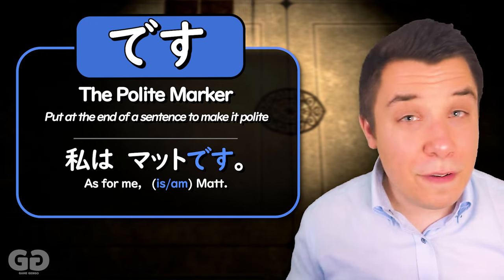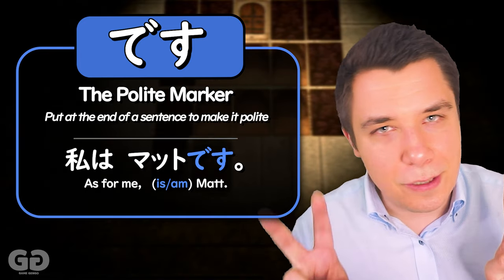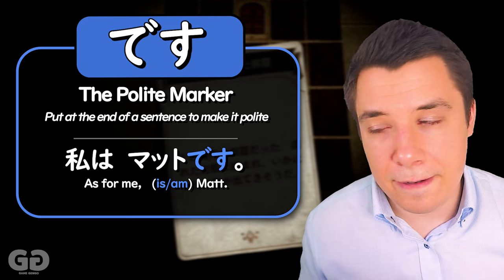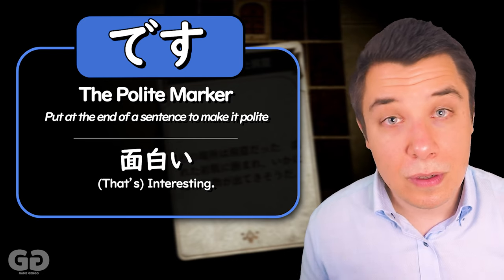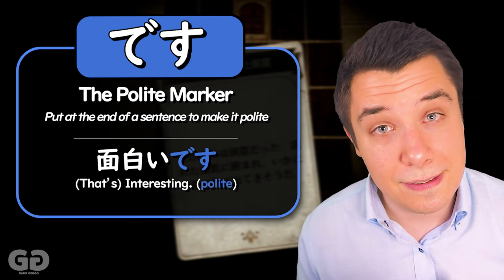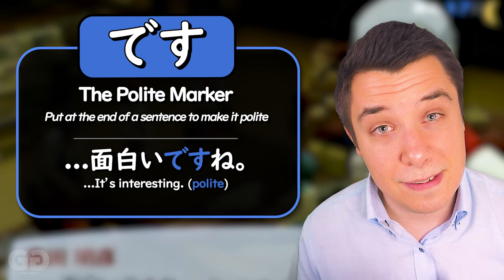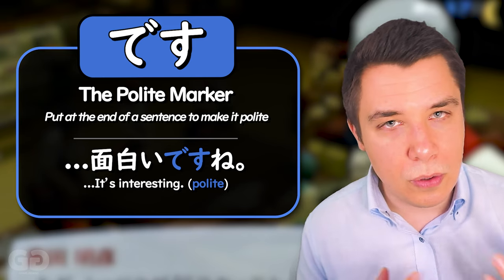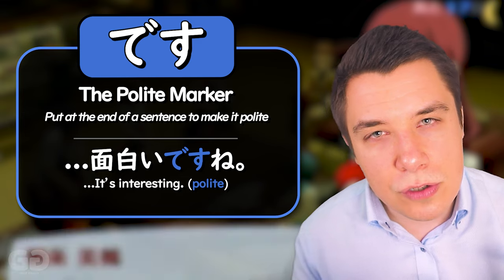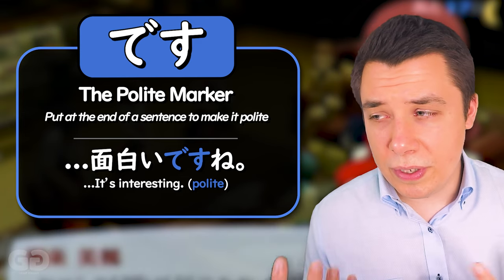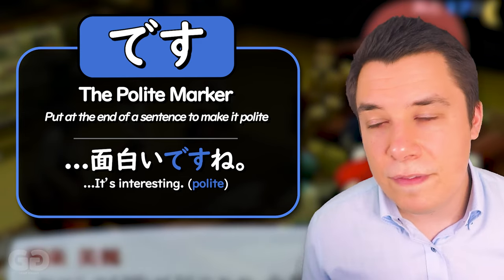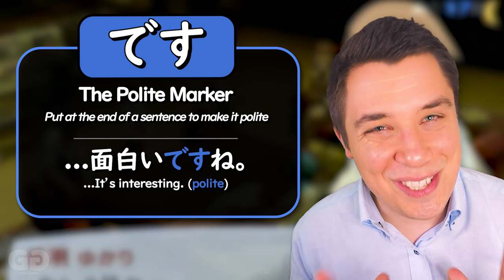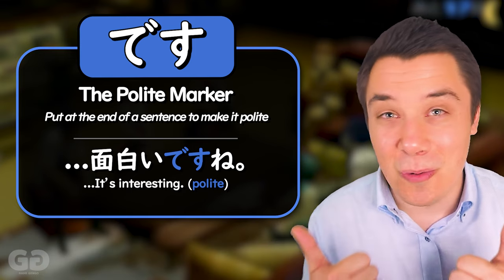私は本作のゲームマスターです。So very simply, this is like an is or an am, but in a polite way of stating the fact. For example, you could say 面白い, interesting, or you could say 面白いです。面白いですね。The same thing, it's just being polite. Oh, that's interesting. So perhaps you want to be talking with someone and you don't want to be too casual or too rude, but you still want to come across as nice and polite, then you would attach this desu to the end just to make it a bit more polite. And that's why it's taught to you at the very beginning, because it's always good to be polite.